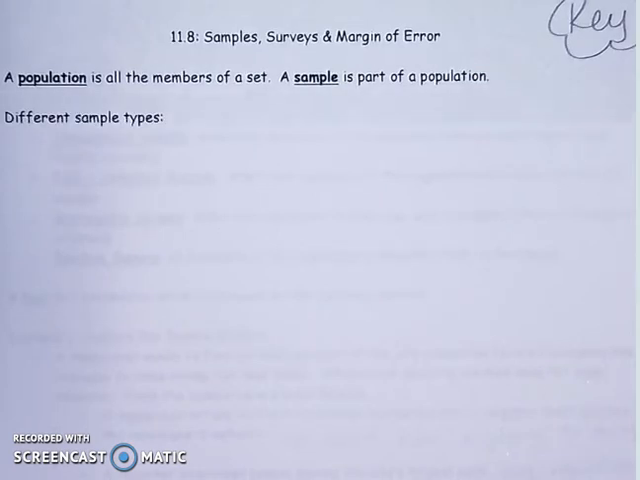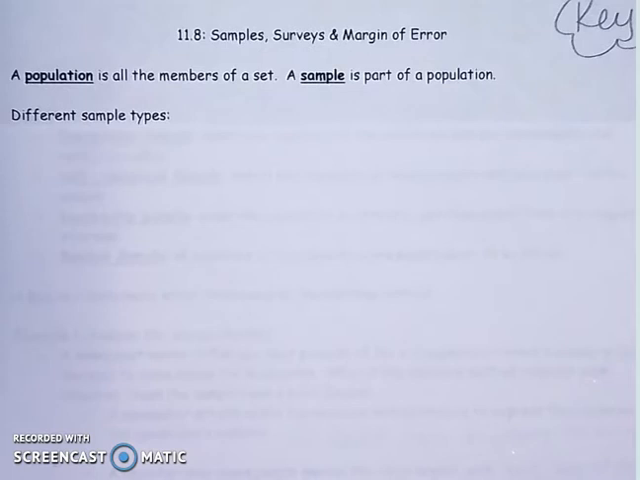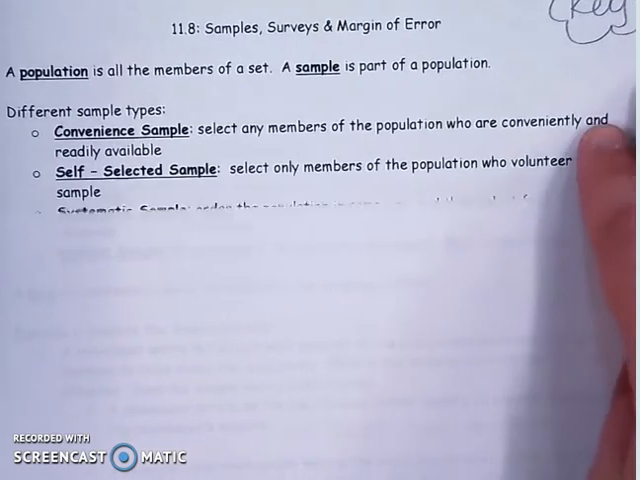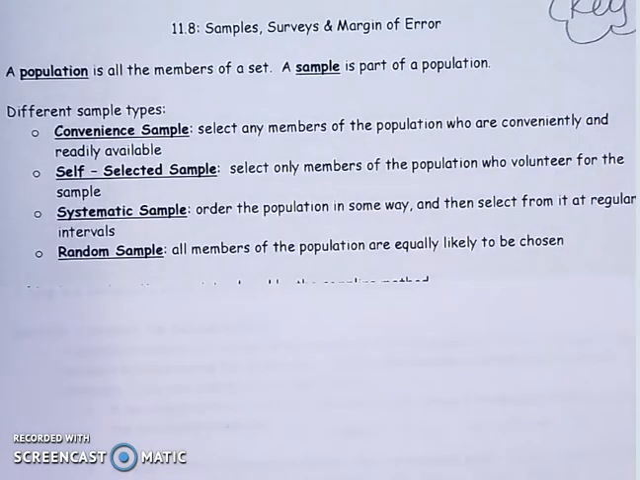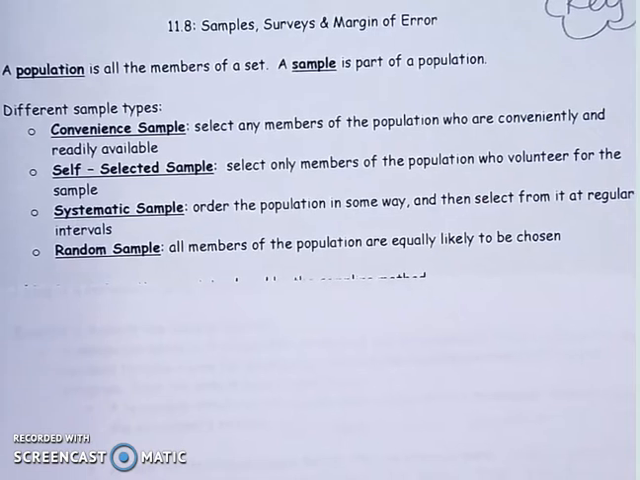Then there are different sample types, different ways to have a sample. There are four. One is a convenience sample. That means people are selected just at their convenience. So it's like you're standing outside of a classroom and you're just asking people questions as they walk by. You're in the cafeteria just talking to people. It's just a convenient thing.